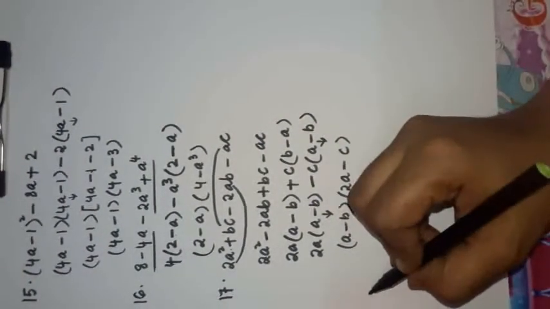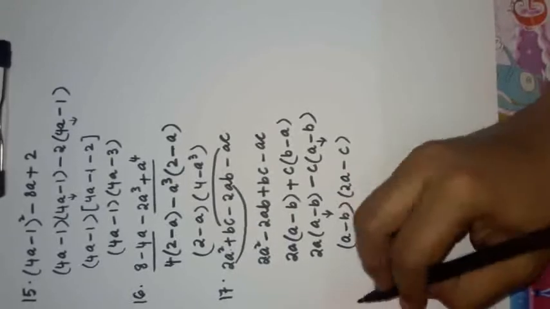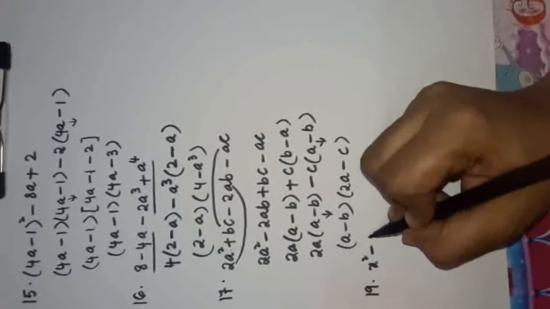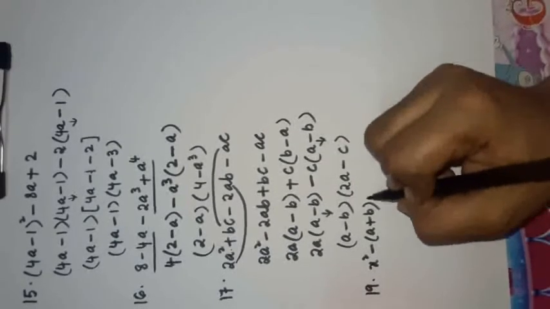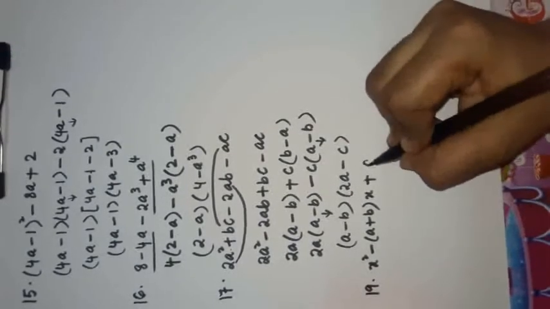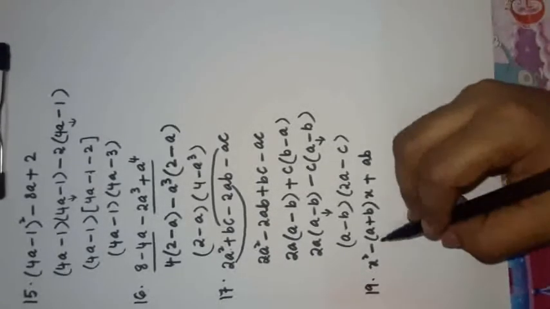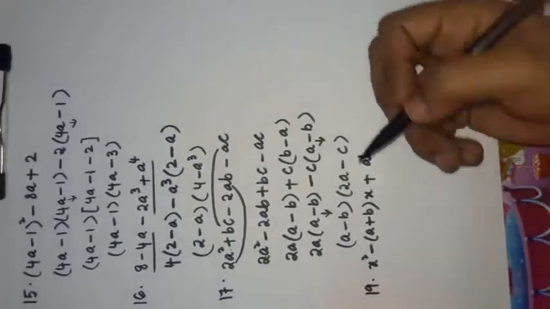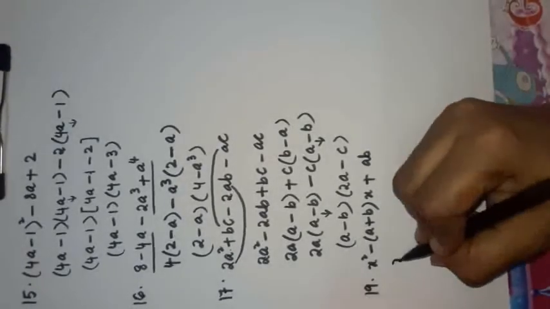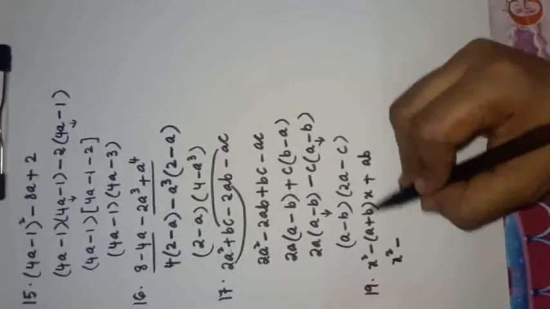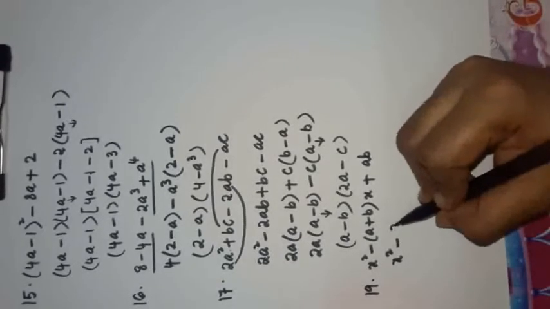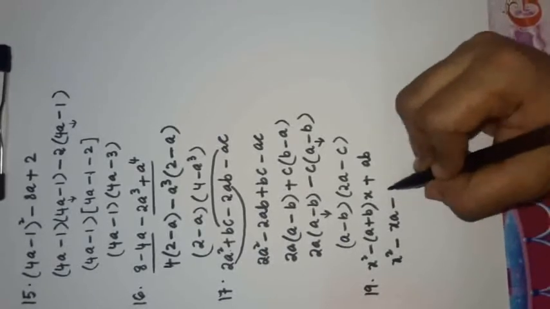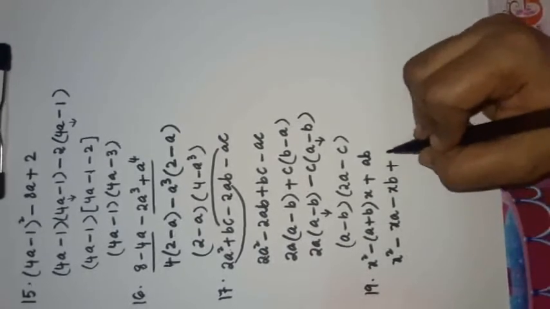Now the next one, 18th problem, that you can do it. Now comes to 19th one. What is the question? x square minus (a plus b) of x plus ab. Over here you just have to multiply this bracket, a into x is ax, b into x is bx. So x square minus xa, then minus xb, then plus ab as it is.